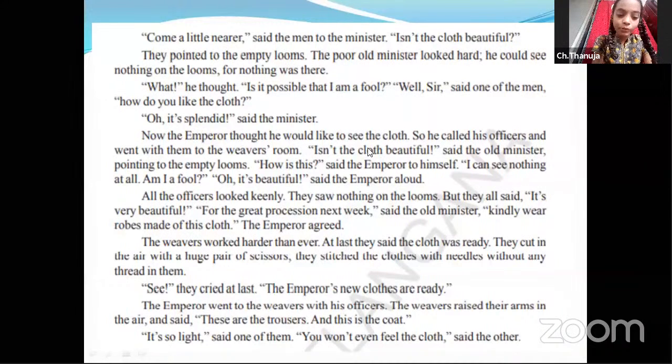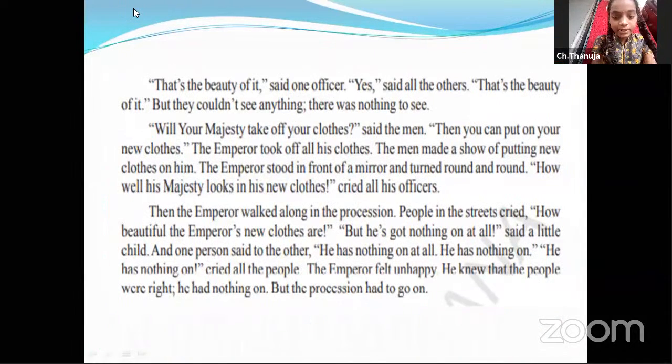That's the beauty of it, said one officer. Yes, said all the others. That's the beauty of it. But they couldn't see anything. There was nothing to see. "Will your majesty take off your clothes?" said the men. "Then you can put on your new clothes." The emperor took off all his clothes. The men made a show of putting new clothes on him. The emperor stood in front of a mirror and turned round and round. "How well his majesty looks in his new clothes!" cried all his officers.